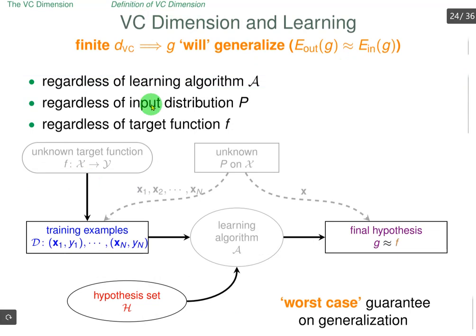Now, how is the VC dimension connected to learning? We are trying to characterize a hypothesis class by its kind of complexity or power. For instance, if our hypothesis set has a finite VC dimension, then the selected g will generalize. Generalization means that the out of sample error and the in sample error will approximate each other.